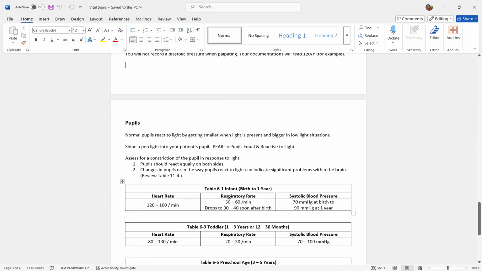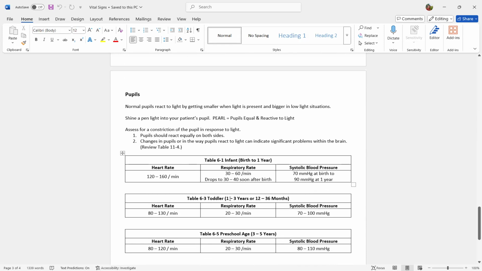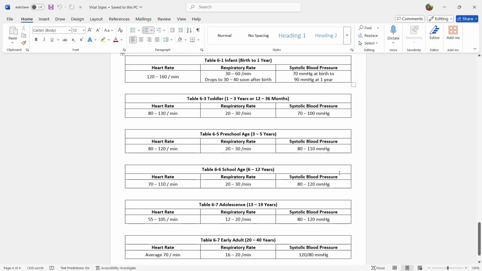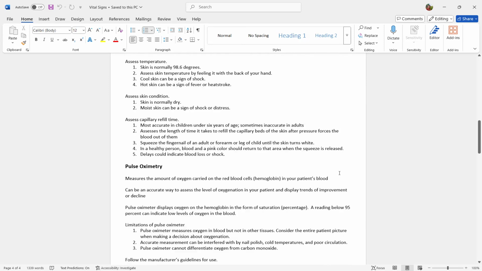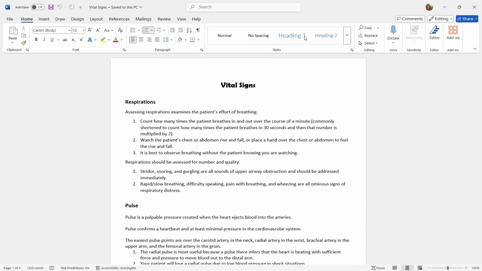And then pupils, normal pupils react to light by getting small and then get bigger. So we use what's called PEARL. Pupils equal and reactive to light. And this is talking about how to assess that. And then I have the vital signs on here for you guys again, in case you've misplaced the other one. So that one is the vital sign one, just kind of breaks them down a little bit easier for you. Questions on that one? Hopefully those are helpful.